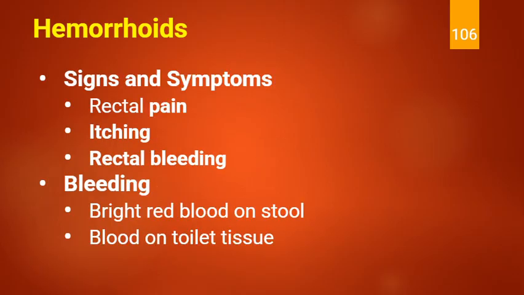The most common symptoms of hemorrhoids include pain, itching, and rectal bleeding. Patients may notice bright red or dark red blood on the surface of the stool or on toilet tissue after a bowel movement. This occurs because the swollen veins are fragile and easily injured during defecation. External hemorrhoids may be more noticeable because they can be seen or felt around the anus, even though they may bleed less frequently than internal hemorrhoids.